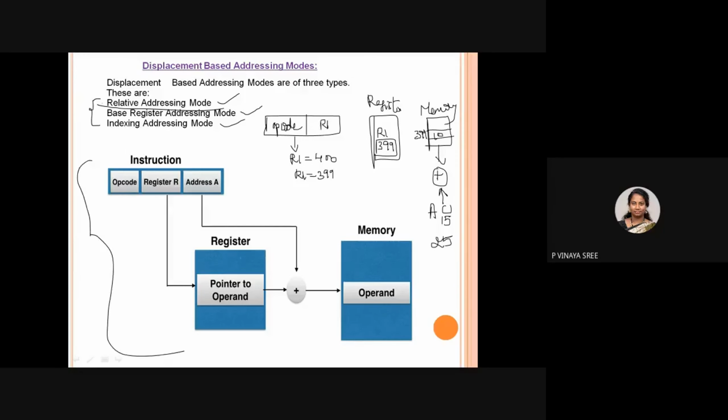This is the main general format for all these three. Means what? Instructions will look like an opcode. We have a register and we have an address. Okay, so how can we calculate an effective address?